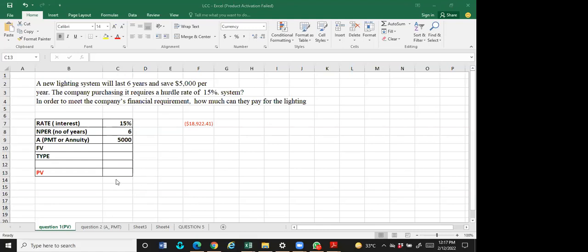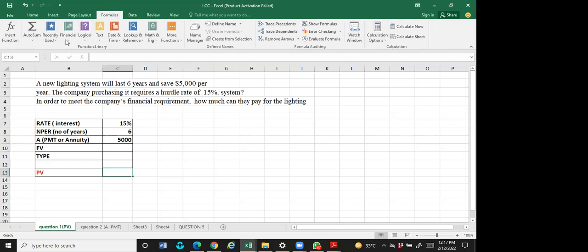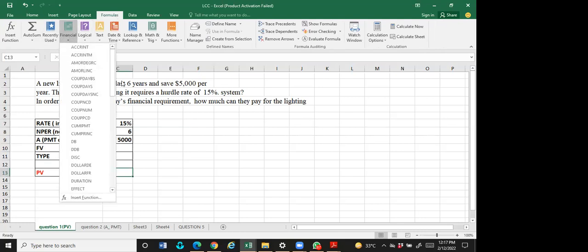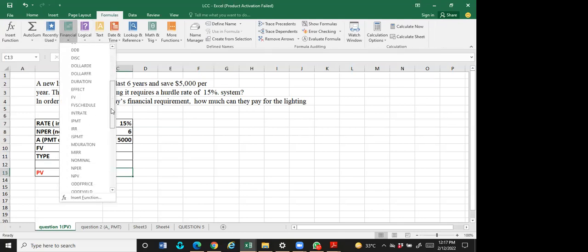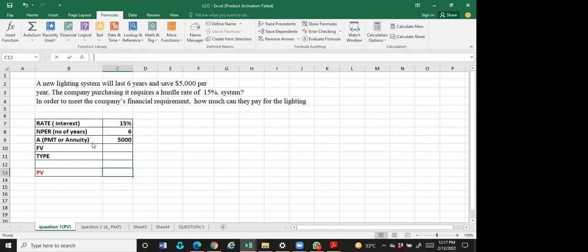Yes. Okay, so in Excel formula, the interest rate is 15%. Number of years is 6. Savings is 5. What is the present worth? So I put my cell where I want the answer to pop up. I'll go to formulas. I'll go to financials. You look for PV. This is the PV.